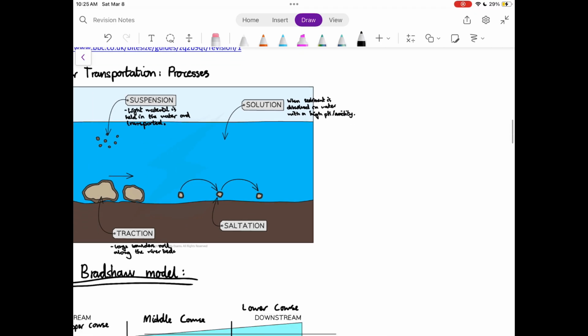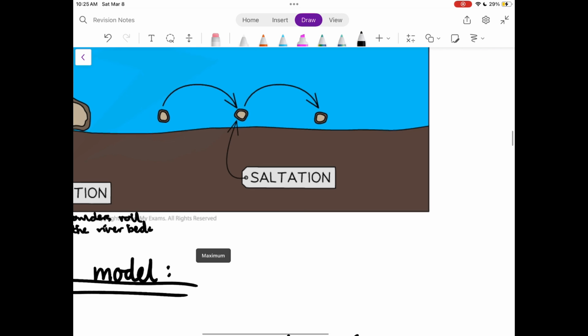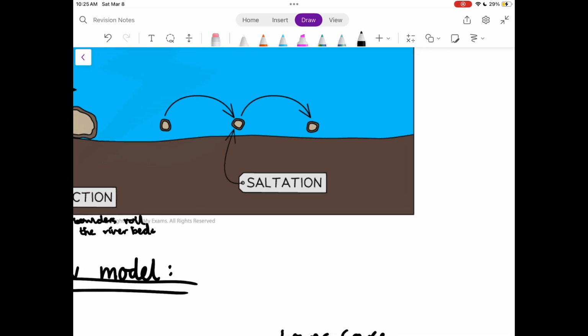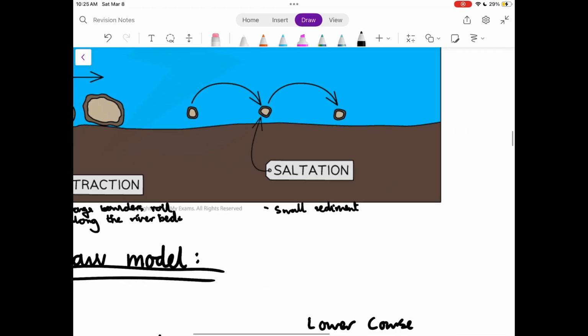And then finally, you need to know saltation. And this is when smaller materials, such as small rocks or clay, will also, similar to traction, bounce along the riverbed. So small sediment bounces along the riverbed.